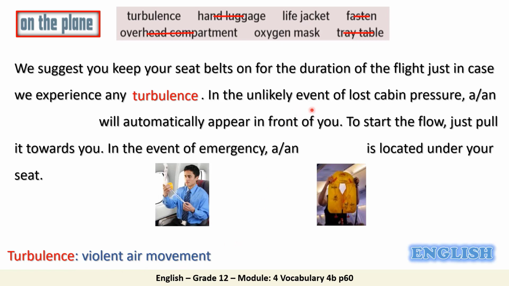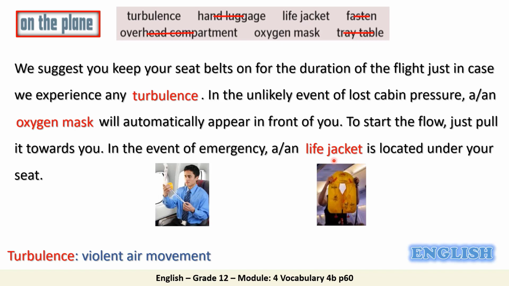In the unlikely event of lost cabin pressure, means if we lose cabin pressure, what will automatically appear in front of you? Right, an oxygen mask will automatically appear in front of you. To start the flow of oxygen, just pull it towards you, pull the mask towards you. In the event of emergency, something here is located under your seat. What is it? Exactly, it's a life jacket.